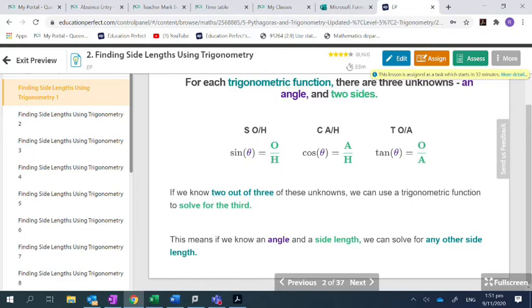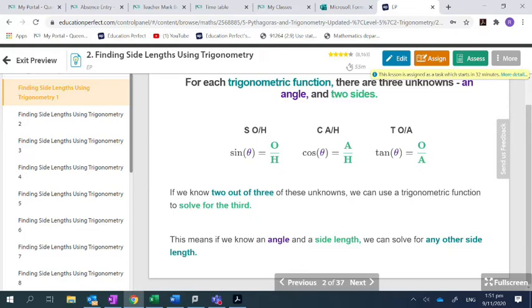Later we're going to be looking at finding the angle when you have the sides. Did we just look at how to find angle? No. We looked at using the angle to find the opposite, but we haven't found an angle. That's what we did last time. Those were just the basic ideas of the functions and how to label the sides. So if you know an angle and a side length, then you can solve for any other side length.